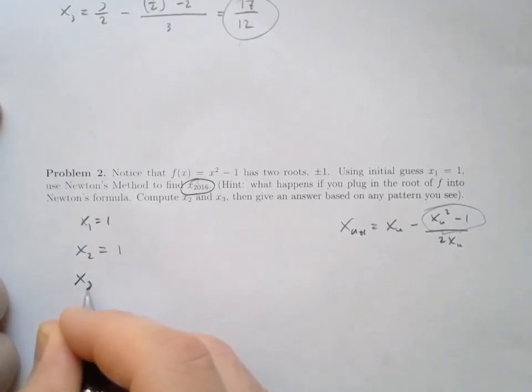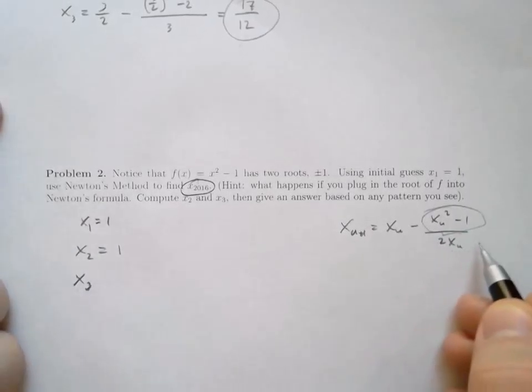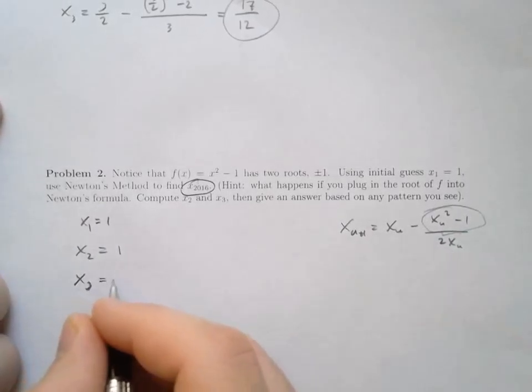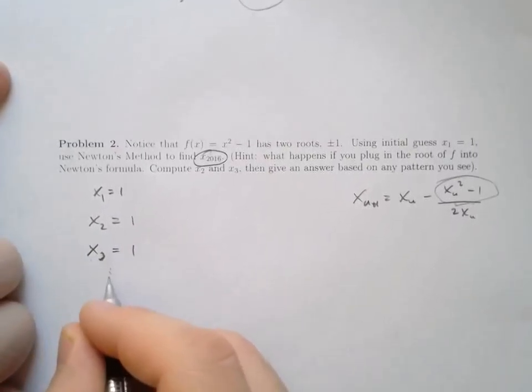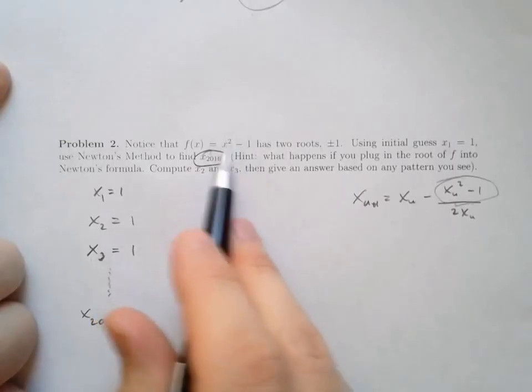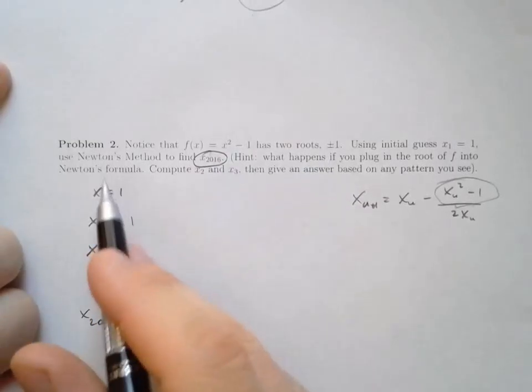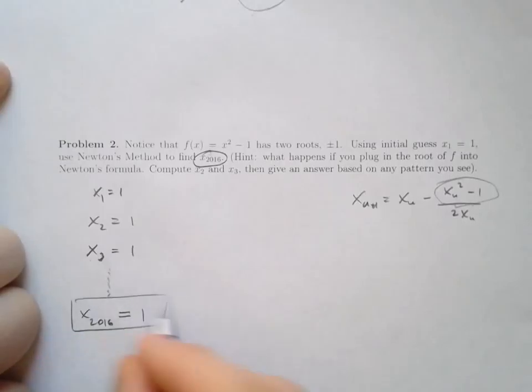Similarly, when I take x3, I plug in my x2, which is 1. I get a 0 for this term of the Newton's method formula. So again, I get 1. And basically, the pattern is that no matter what I plug into this equation, if I start with one of the roots, no matter how many terms I get, I'm going to keep getting the same value back. So that means x 2016 should be equal to 1.